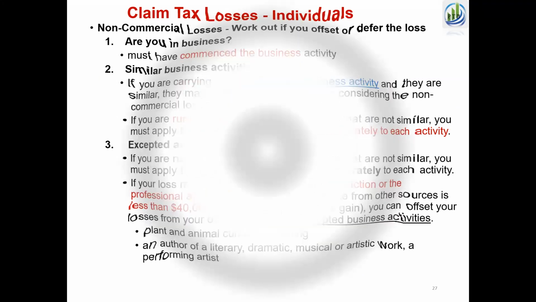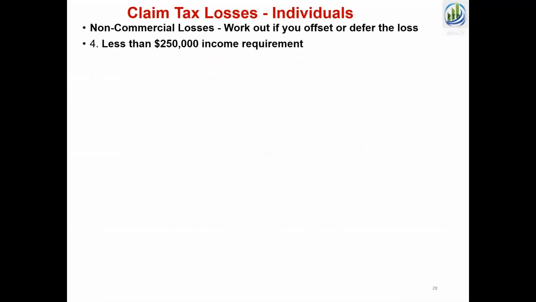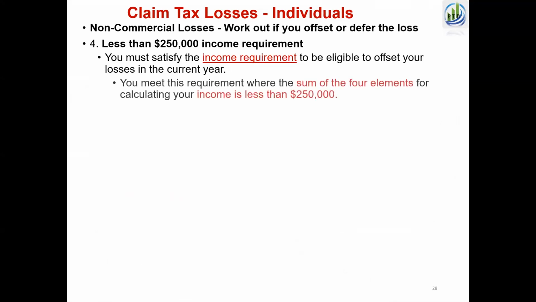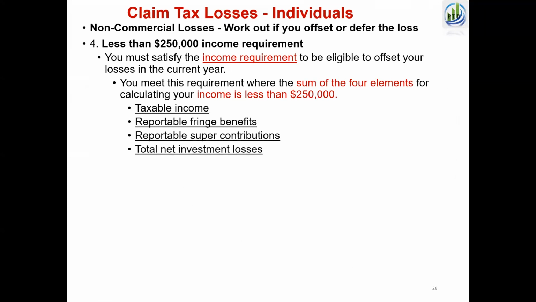So when we come back to that, if you do not satisfy the primary production rule, you can say I am not in an excepted activity. We want to do that $250,000 income test. That's the base test. If you are less than $250,000, you can do further tests. If you are more than $250,000, you are not eligible to offset; you can only defer that loss. So we will see what the income requirement is. As I said, it is the sum of four elements. What are the elements? Taxable income, reportable fringe benefits, reportable super contributions, and total net investment loss.